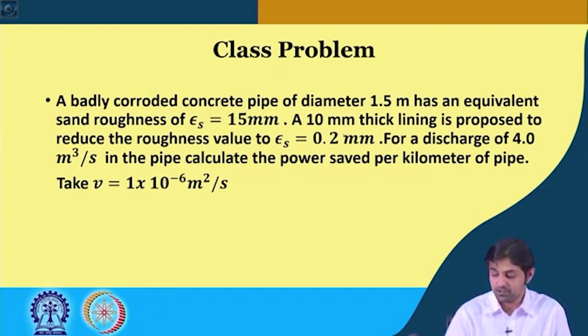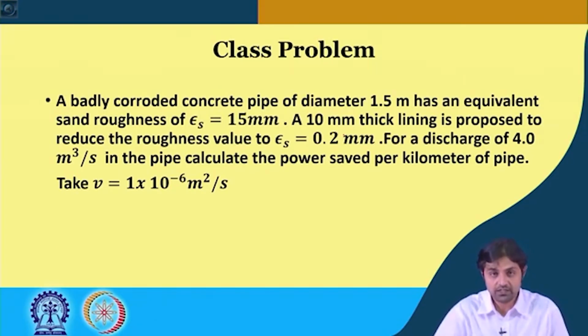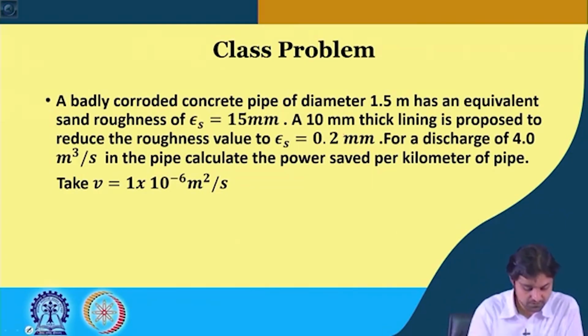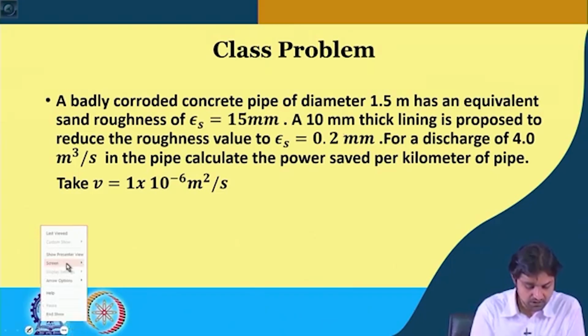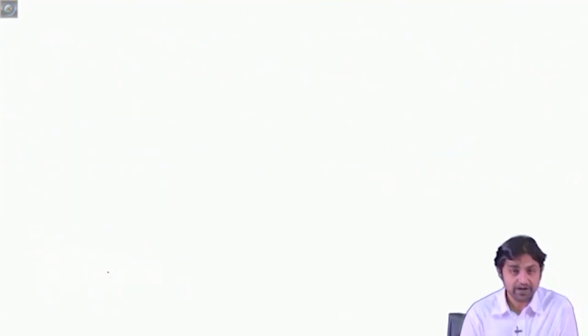If you see, because of this epsilon there is going to be a head loss. Head loss is related with energy loss. If you reduce that energy loss, you will save some power. So that is the idea of this particular question. Like always, we are going to start the solution on the white screen.